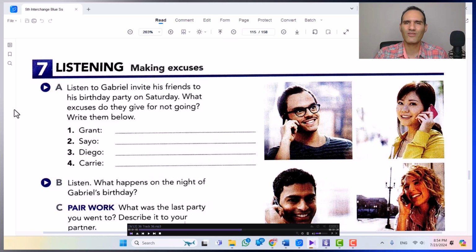So, what about Sayo? She's got her little sister's birthday on the same day, and she has promised her mom to go and help the little sister with food and games. Therefore, she cannot make it either. Okay? Number 3, Diego.